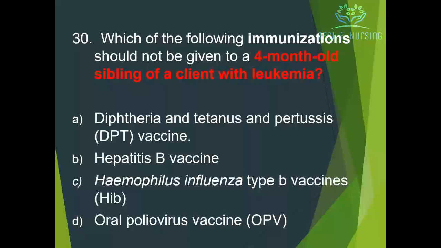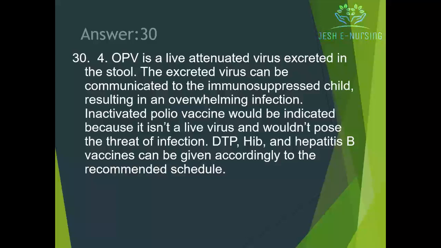The oral polio vaccine is a live attenuated vaccine. If we give the oral polio vaccine, it is excreted in the stool. The excreted virus can be communicated to the immunosuppressed child, resulting in an overwhelming infection. So inactivated polio vaccine would be indicated because it is not a live virus and wouldn't pose a threat of infection, and other vaccines are also not contraindicated. DTP, Hib vaccine and hepatitis vaccines can be given according to the recommended schedule.